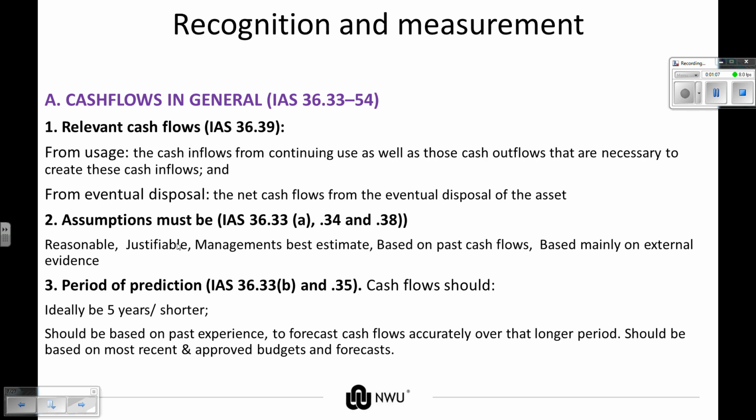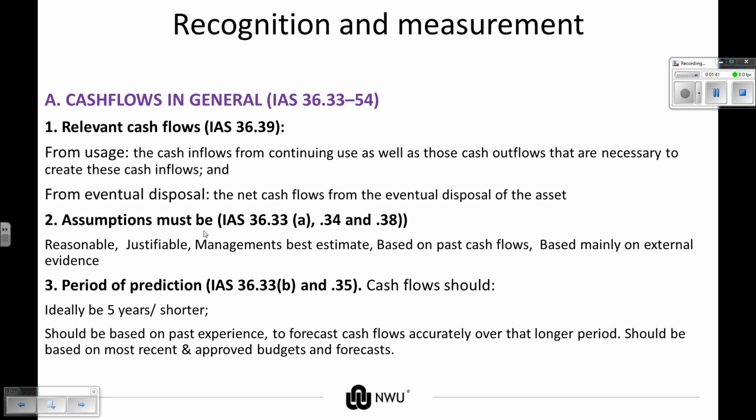If we look at the cash flows that we are going to use, it must be the relevant cash flows from using the asset, as well as the cash outflows necessary to create the cash inflows. And then your eventual disposal, so the amount that you expect to receive at the end, less the cost to sell. The assumptions that we use, remember this is now based on projections and estimates and budgets, so it's not actual amounts, it's a forecast.